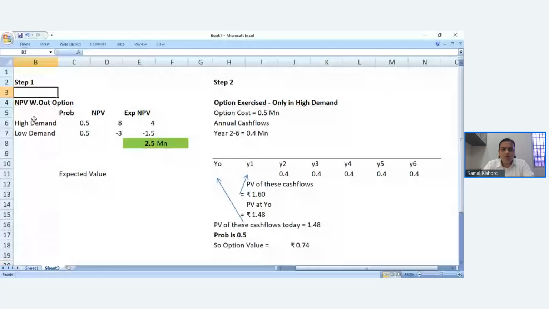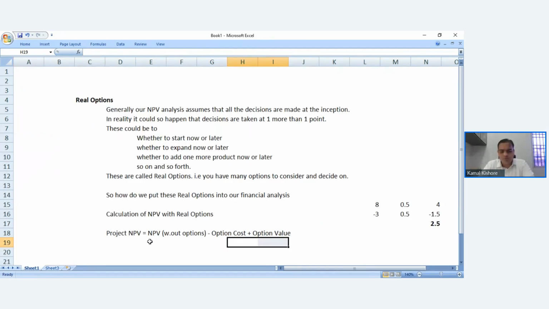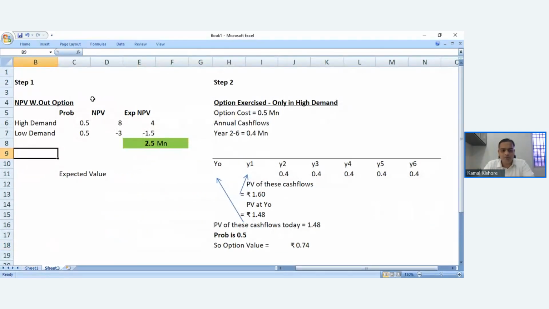So first step is, they're giving some high demand and low demand. So calculate the NPV without any option. That is the first step of our formula. Calculate the NPV without any option. What I'm doing here is they've given two equal scenarios: the demand will be high and demand will be low. The scenarios are equal, 0.5, 0.5.